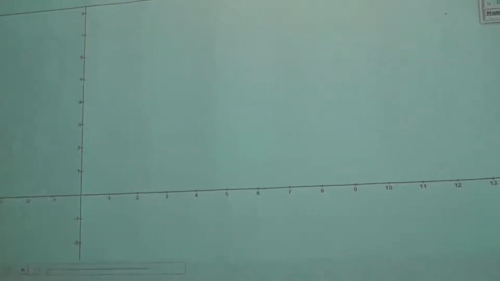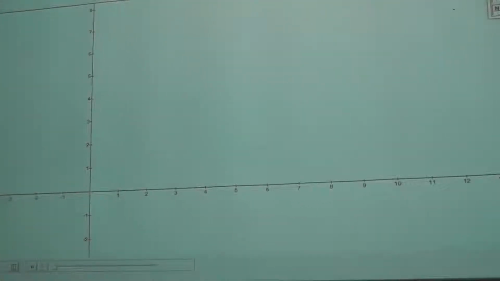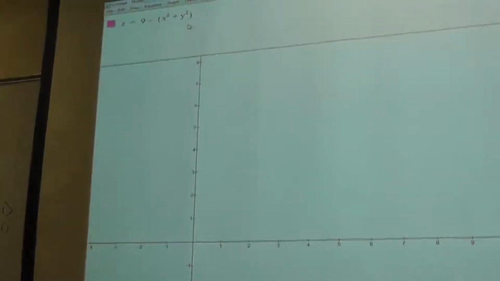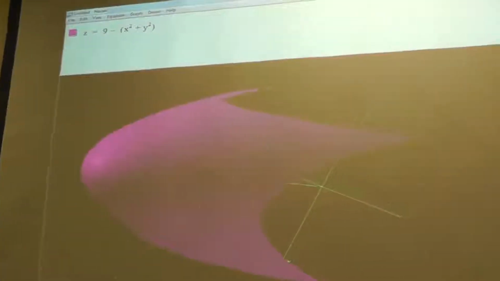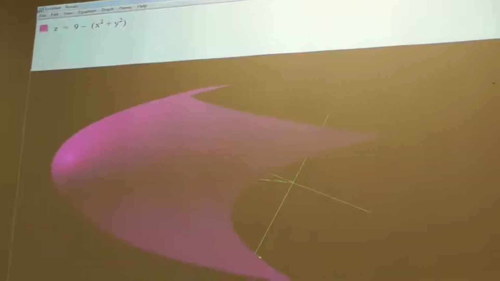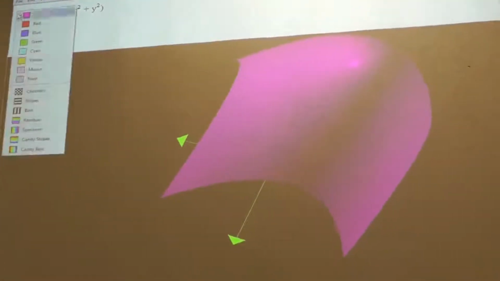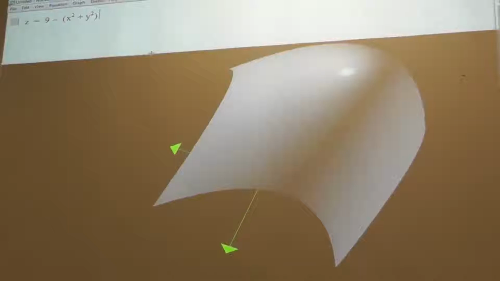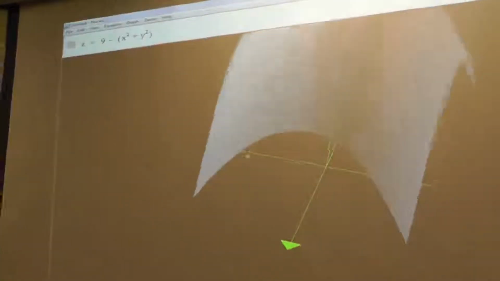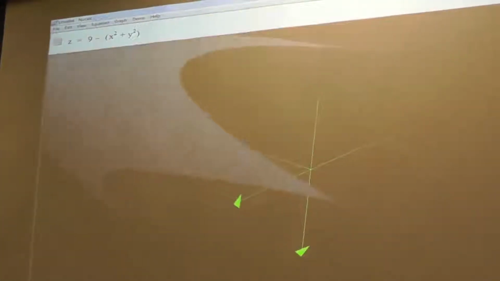If I wanted to look at this surface, z equals 9 minus x squared plus y squared. Okay. So it'll graph in 3D really fast. Let me change the resolution on it so it's not as picky. Okay, and change its shade so you can actually see what it looks like. Put a little gray frost on it. Zoom out a little bit.